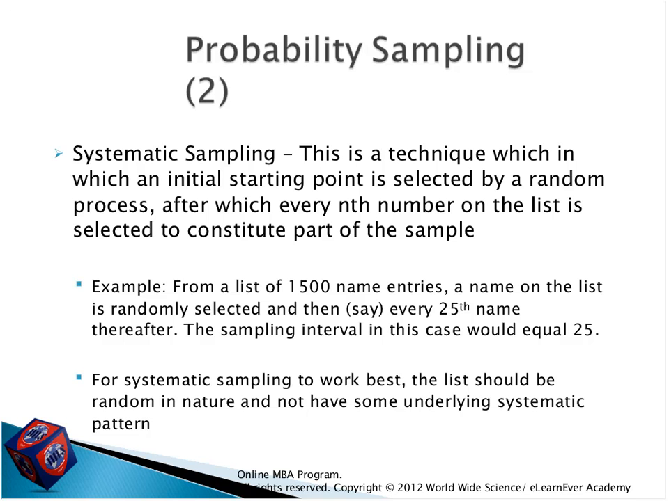For systematic sampling to work best, the list should be random in nature and not have some underlying systematic pattern. So the point is, for this method, the first choice should be random, and after that, we can follow the same procedure, for example, every 10th number, or every 25th number, or whatever else.